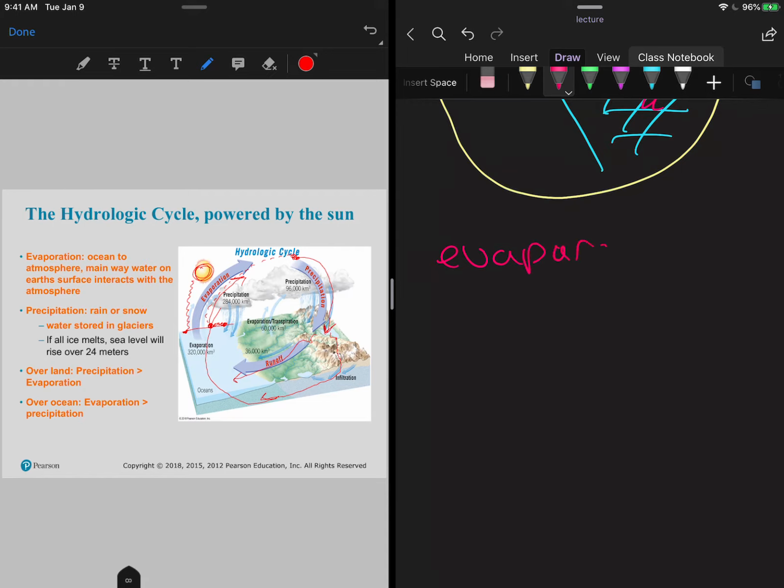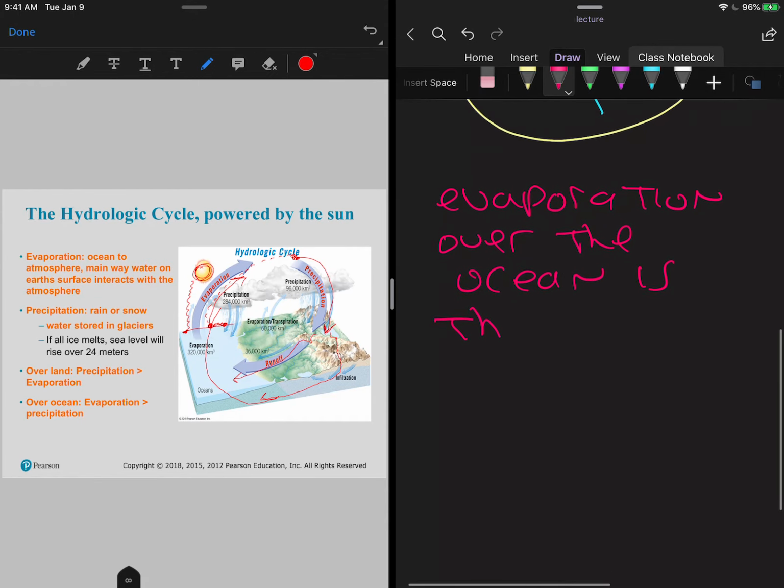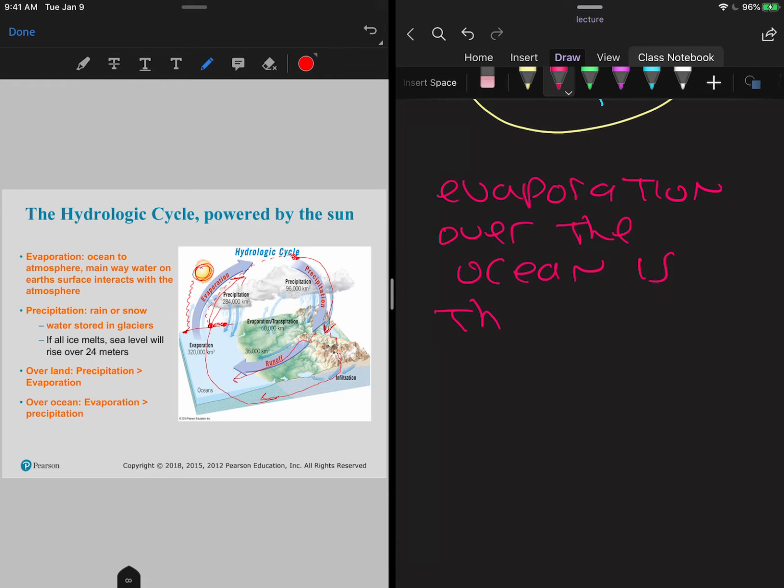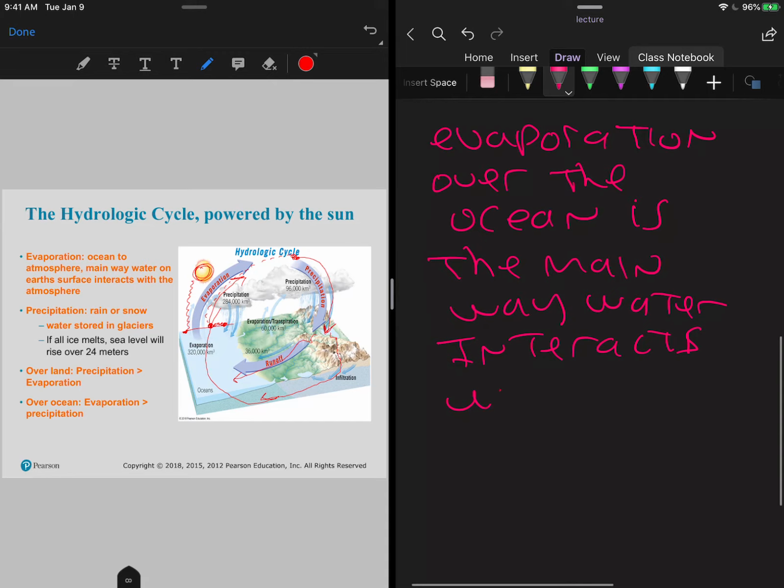So evaporation, actually over the ocean, is the main way that water interacts with the atmosphere.